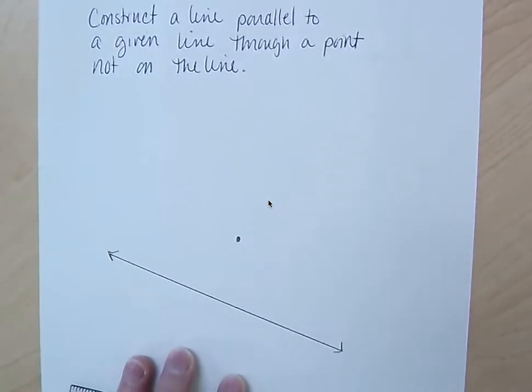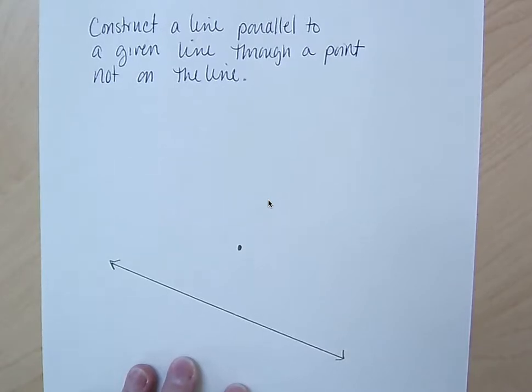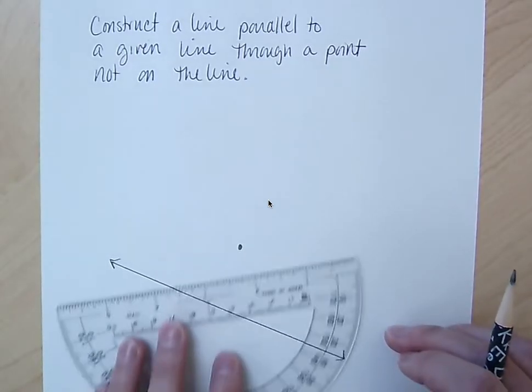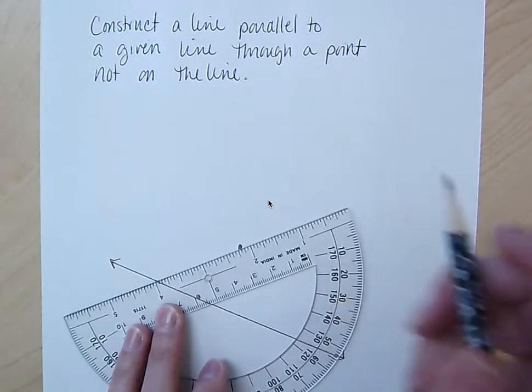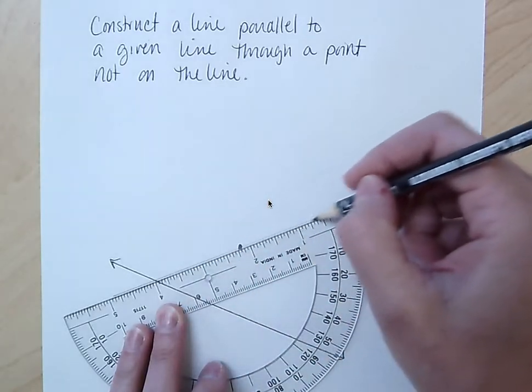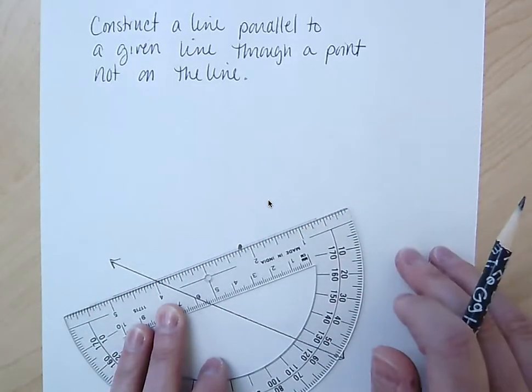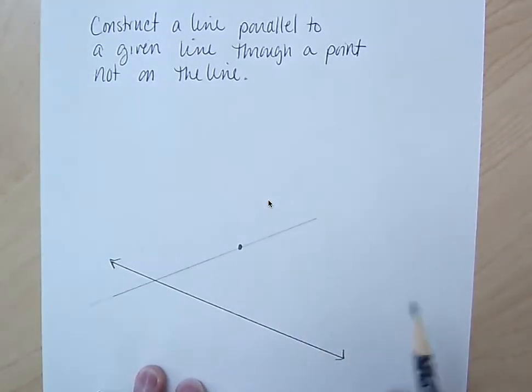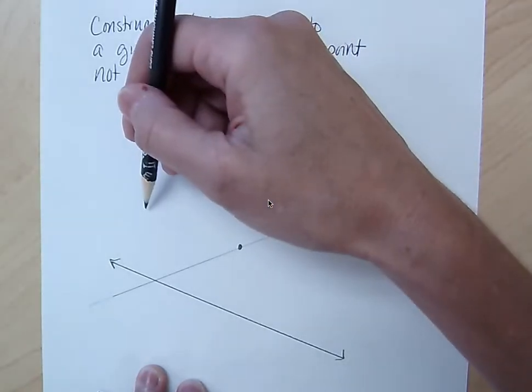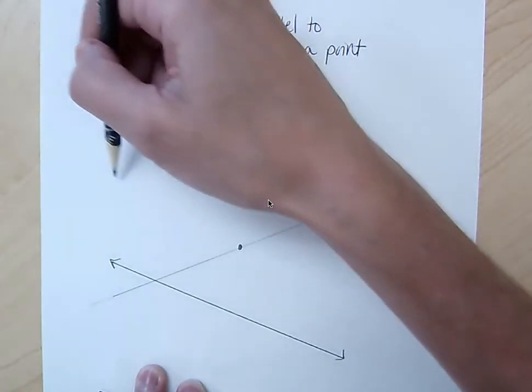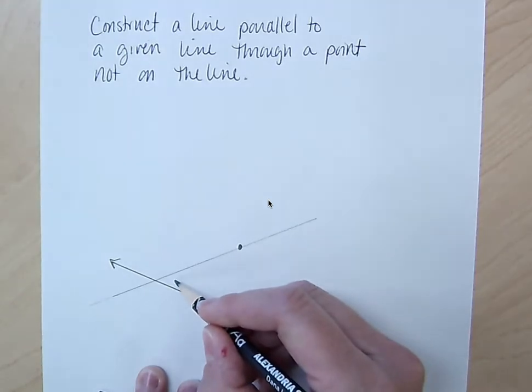Now, in order to do that, I need to think about what I know about parallel lines and transversals. So what I actually need to do is create a transversal. And I'm going to kind of talk through this as we go. I'm going to create a transversal because I know if I have a transversal, then corresponding angles have to be congruent. So if I want to make this parallel line, I can copy this angle right here.